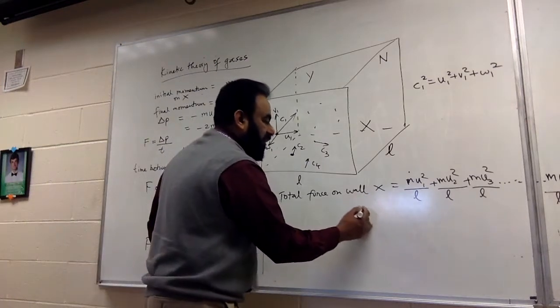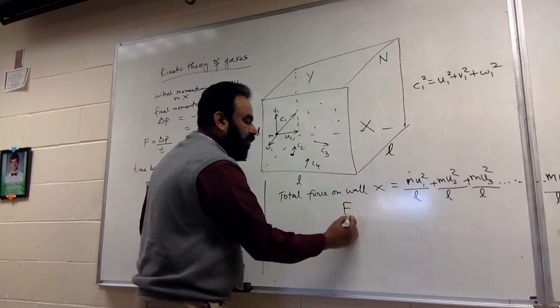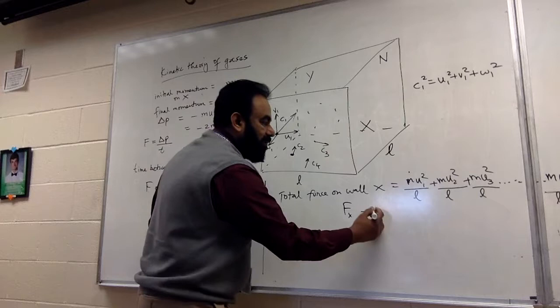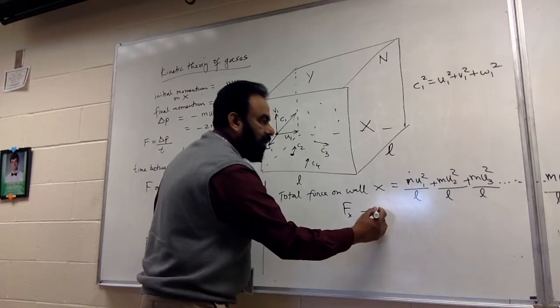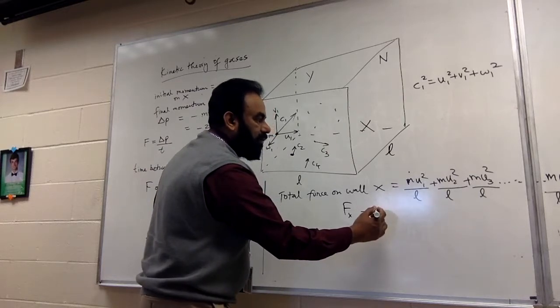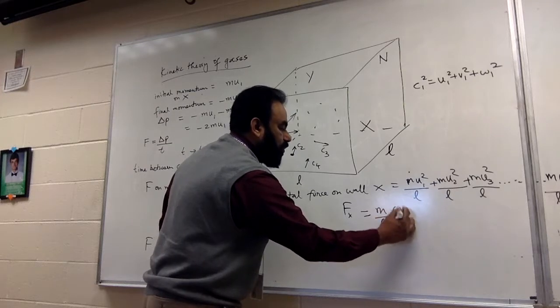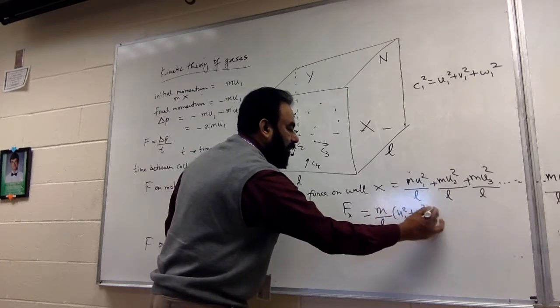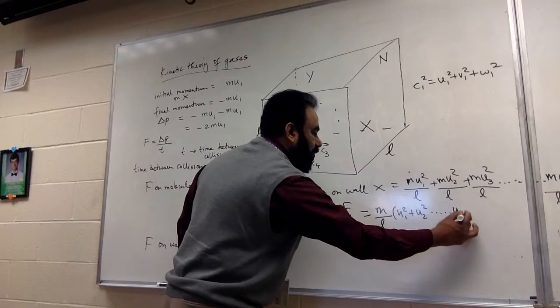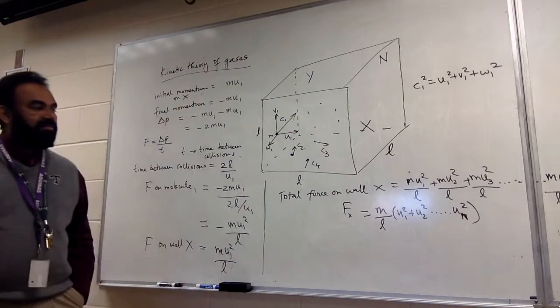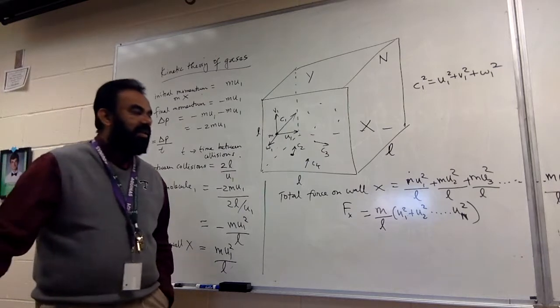And you can actually now simplify this. So what is the force on wall X? Force on wall X is going to be m over L times u1 square plus u2 square, etc., un square. Right, that's what it is. That's the force on wall X.